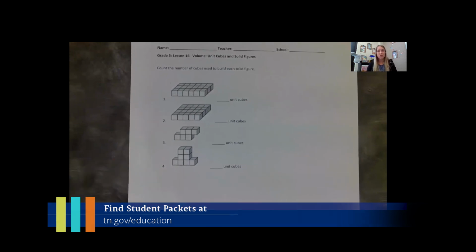Good luck. I know you will do your best. I have really enjoyed reviewing unit cubes to mentally construct solid figures, focusing on understanding what a unit cube is and how it has a length, width, and height.